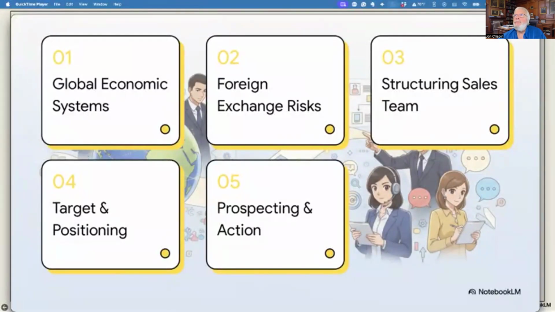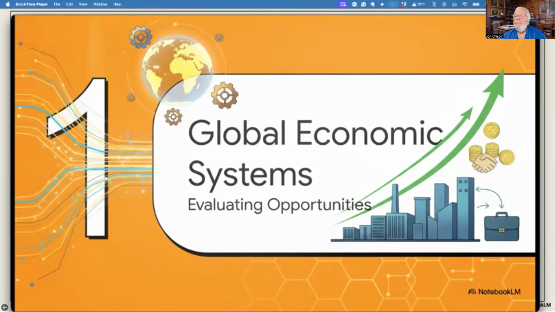All right, here's our roadmap for today. We'll quickly evaluate global economic systems, navigate foreign exchange risks, structure a sales team, define our target market, and finally, build out a concrete prospecting action plan. Let's jump right in. Kicking things off with Section 1, Evaluating Global Economic Systems.